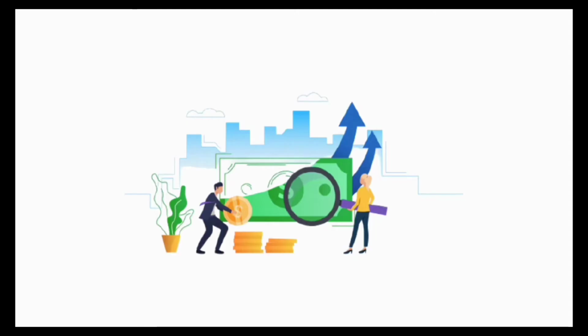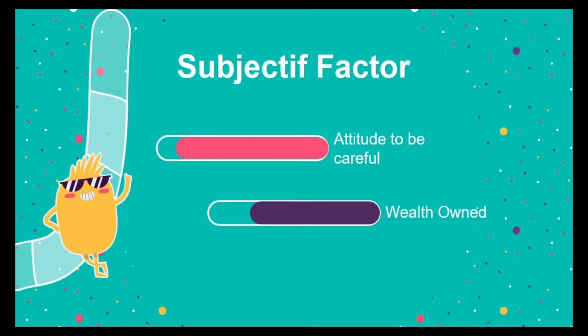And the last factor that influences consumption is the subjective factor. The first is attitude to be careful. The consumer tries to be more careful in spending money by reducing consumption, setting aside a part of his income to face difficulties in the future. And the second is wealth owned. A person who has inheritance or savings will use most of his income for consumption. And conversely, someone who doesn't have inherited wealth or savings will prefer to set aside his income in savings.